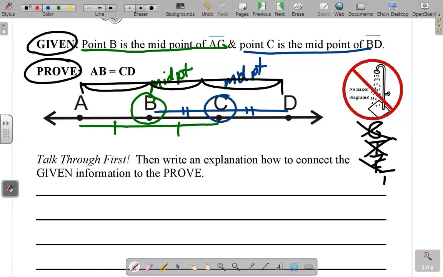Your prove, I tend to do my proves both in red and with squiggles. So we're trying to prove just means explain. Don't get all hung up on that word prove. Okay, I like to squiggle it, question mark, question mark. You cannot use your prove in your explanation.